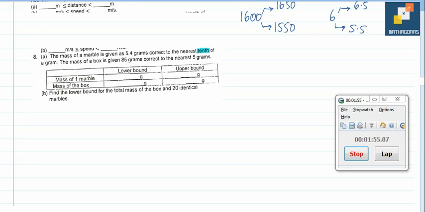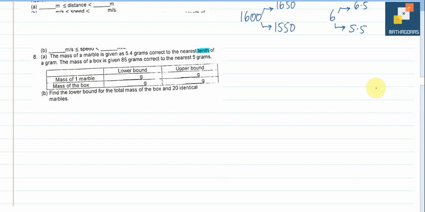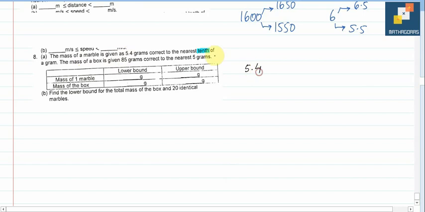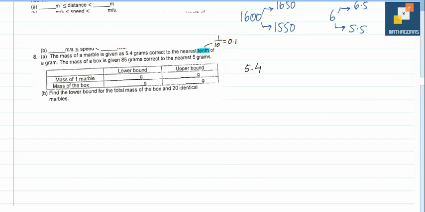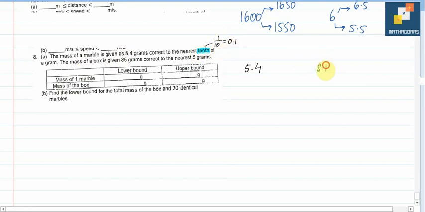Alright class. So first thing, the mass of a marble is 5.4 grams, but it says correct to the nearest tenth. Now tenth is what? Tenth means 1 upon 10 and that means 0.1. The working for scale factor is whatever the number is written with the nearest, you need to divide it by 2. So in that case, scale factor is 0.1 divided by 2, that means 0.05. That is the scale factor.